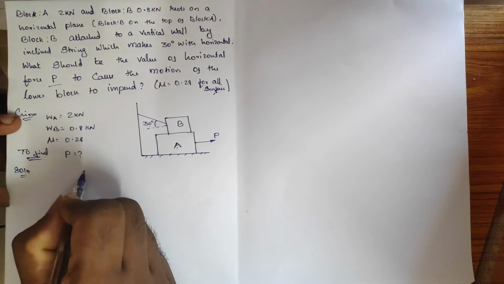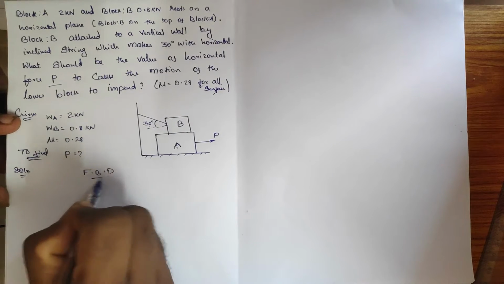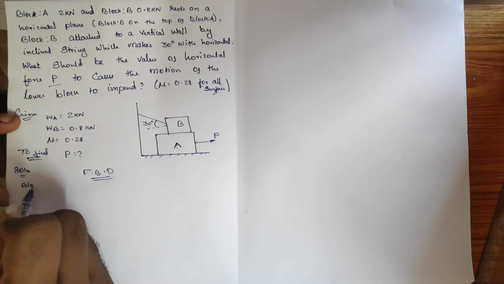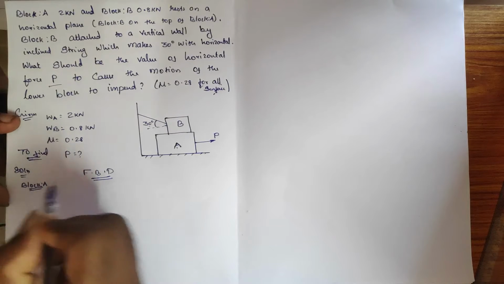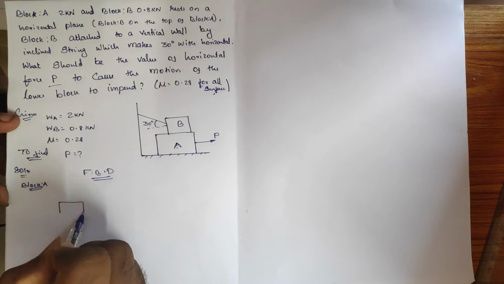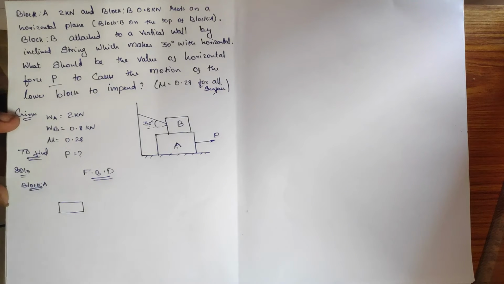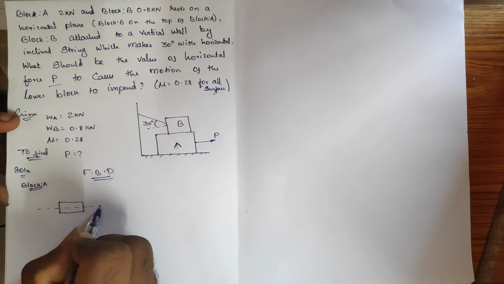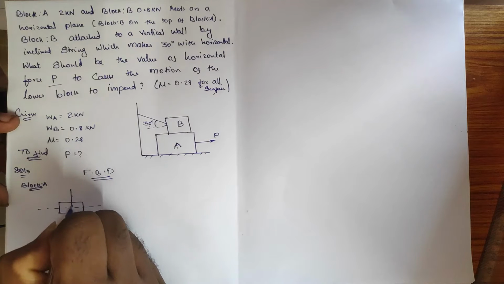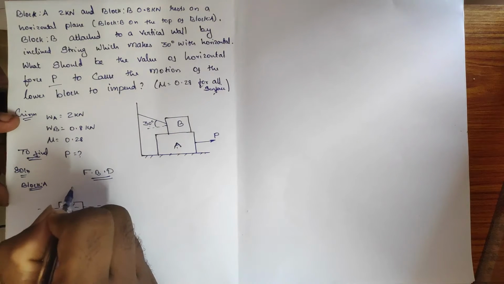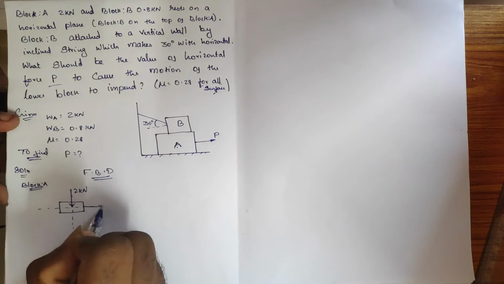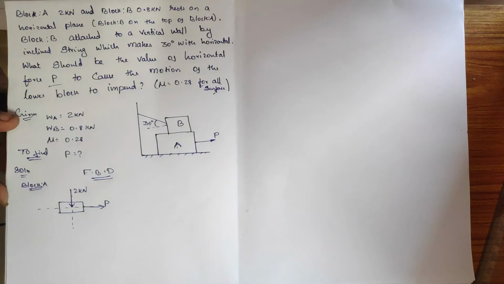Solution: free body diagram. When you come to the free body diagram, first take block A. Always take the lower block. If I put the axis with respect to the center, the self weight of the block will always act downwards. It is 2 kilonewton, and the applied force is to the right side, which is P.